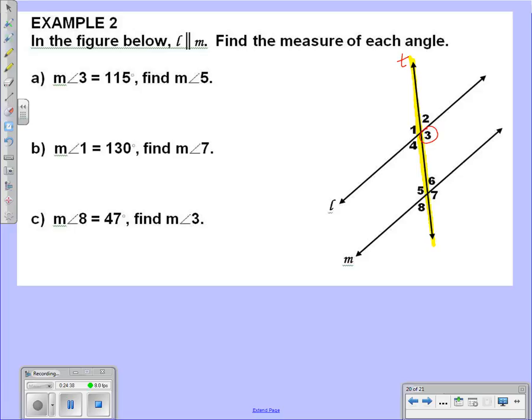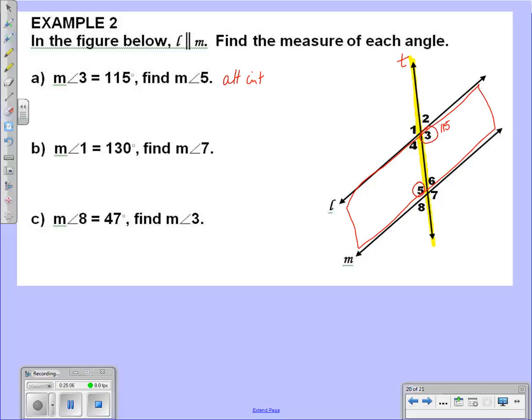Let's look at the measure of angle 3, and we are going to compare that to the measure of angle 5. They tell us that the measure of angle 3 is 115. Look at angle 3 and angle 5. Notice that angle 3 and angle 5, these are alternate because they are on the opposite sides of the transversal, and they are interior angles because they are inside the parallel lines. So let me draw my little box. I keep forgetting to draw that.